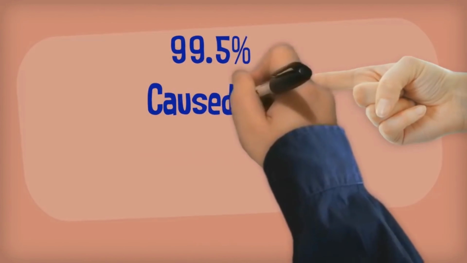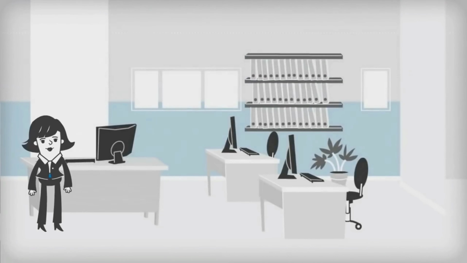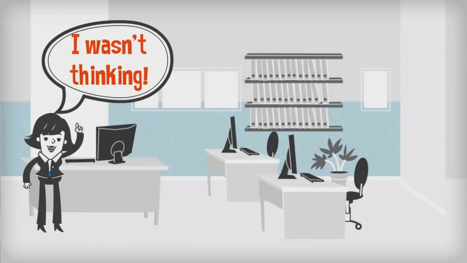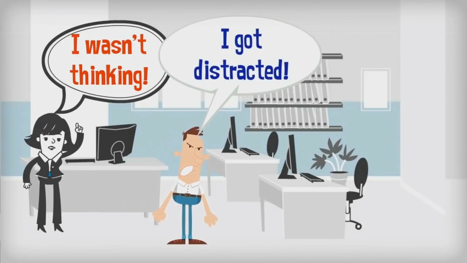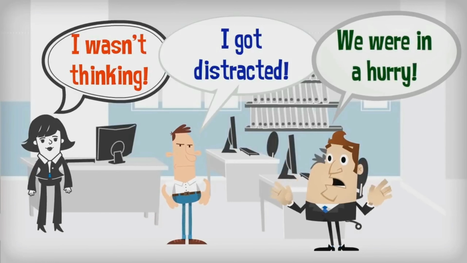The facts from accident investigations are revealing. 99.5% of accidents are caused by people's behaviors. Some don't do it deliberately. Some don't do it because they just did something stupid. Others cause accidents because they think they can do it without getting hurt, or they don't think about the consequences of their actions. Some are in a hurry. They allow themselves to become distracted and are not paying attention.